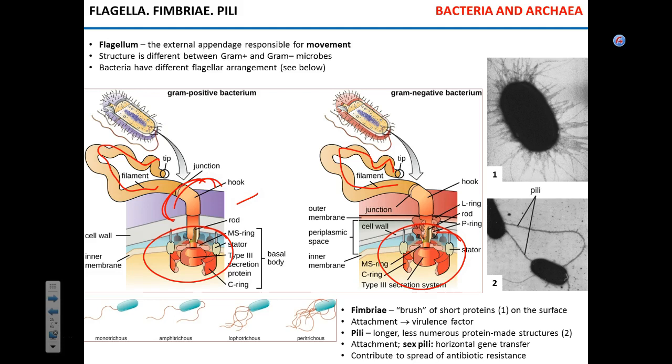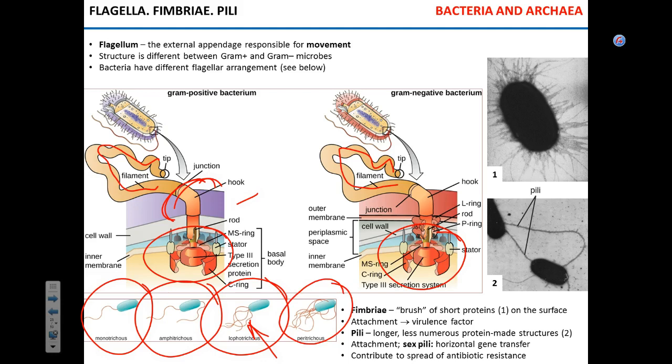Flagella can be arranged in a different way. This is something else that I will ask you about. They can be monotrichous, one flagellum at the tip of the cell. Amphitrichous, flagella on both cellular poles. Lophotrichous, a bunch of flagella at one end. And peritrichous, flagella all over the cell. Any questions about this? You have to remember those. I give you a description, you give me a name. Okay?